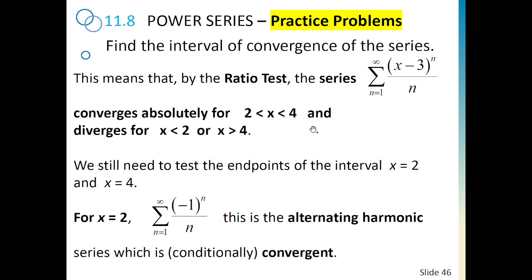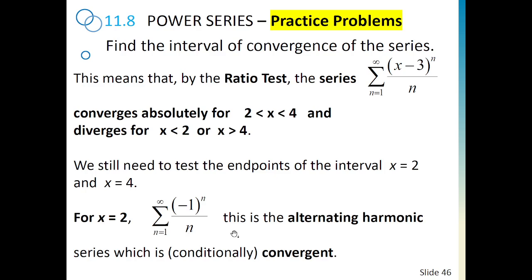So for now, we know that the series is convergent for x's between 2 and 4, but let's see if we can have convergence at least at one of the endpoints. Let's see what's happening. If I plug x equal 2 into my expression, 2 minus 3 is minus 1. So I have (-1)^n divided by n. I recognize this as the alternating harmonic series, and I know this series is convergent by the alternating series test. So x equal 2 is now included in our interval of convergence.